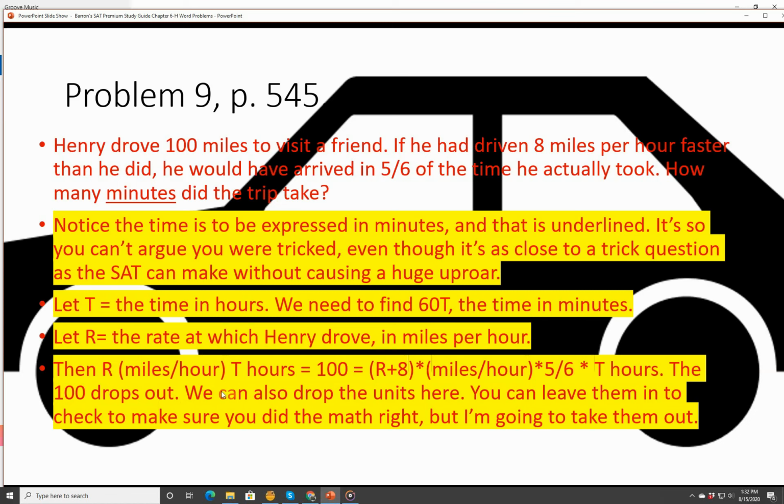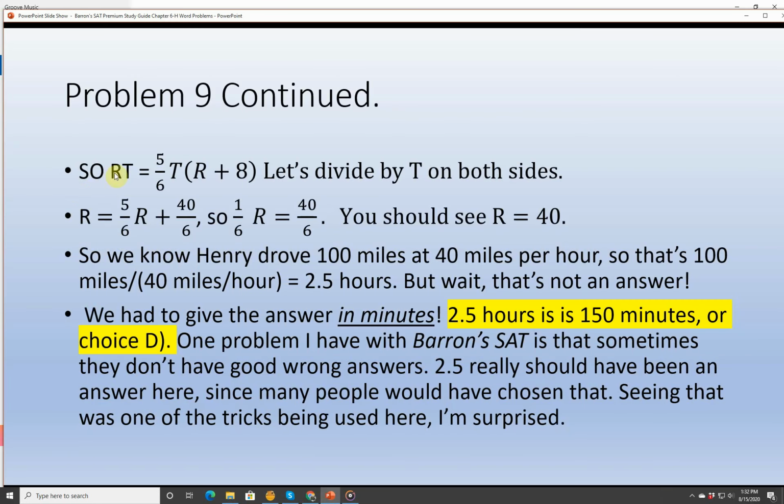The 100 just drops out. We can just set these equal to each other, and we can also drop the units here. You can leave them in to check that you did the math right, which is what I normally recommend, but I'm confident enough here to take them out. So we get rt equals 5/6 t times (r plus 8). Let's divide by t on both sides, so the t drops out. Then we end up with r is equal to 5/6 r plus 40.